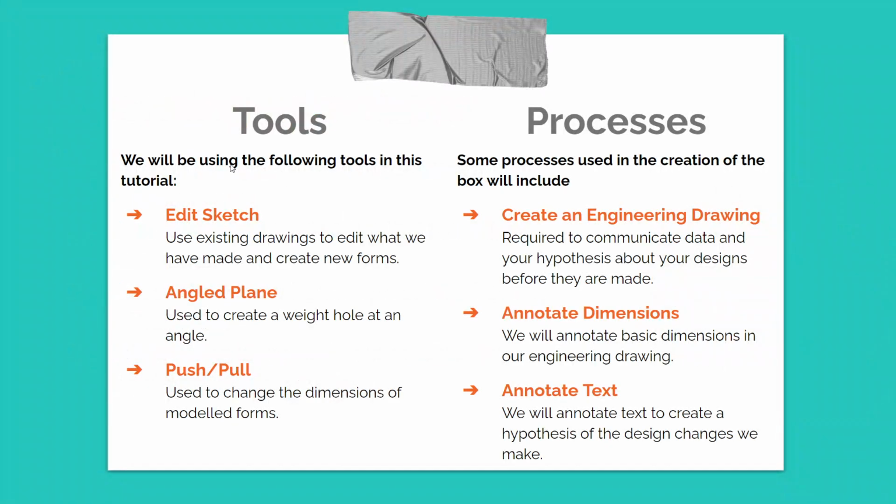Okay, so the tools that we're going to be using today, we're going to edit our sketches, and I want this to be a common practice for you. Rather than making new sketches whenever you want to make something new, you need to be able to differentiate when you should make a new sketch and when you should edit an existing one. We're going to make an angled plane to make an angled hole into our spinning top, and we're going to use the push-pull command to make some adjustments to our model once it's made.